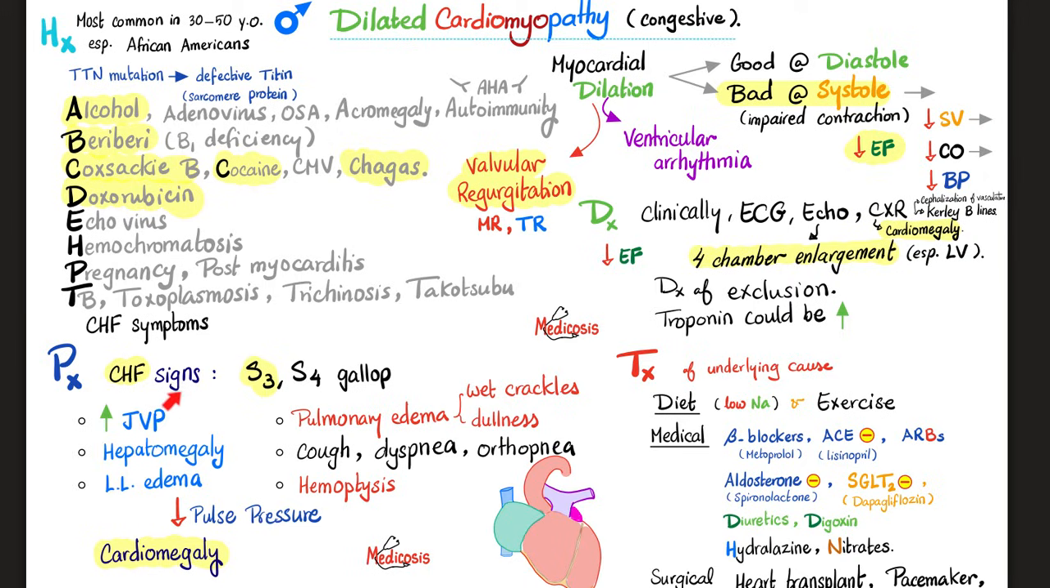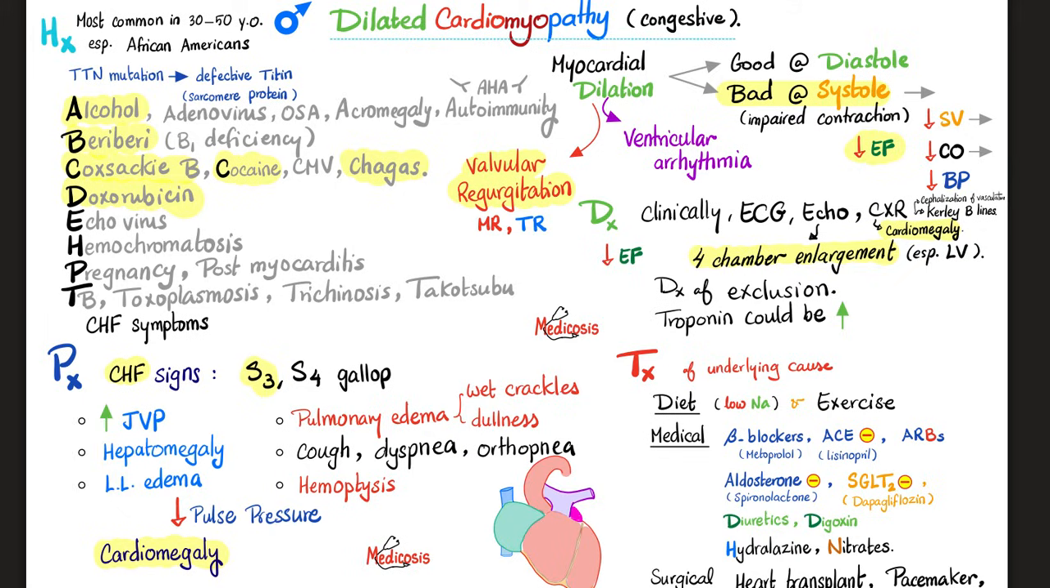Here are the symptoms of right-sided heart failure, and here are symptoms of left-sided heart failure. When my heart is dilated, it is good at diastole, but it's bad at systole. If it's bad at systole, the systolic blood pressure will be low, and that's why the pulse pressure is narrower, because the pulse pressure is the difference between the systolic blood pressure and the diastolic blood pressure.